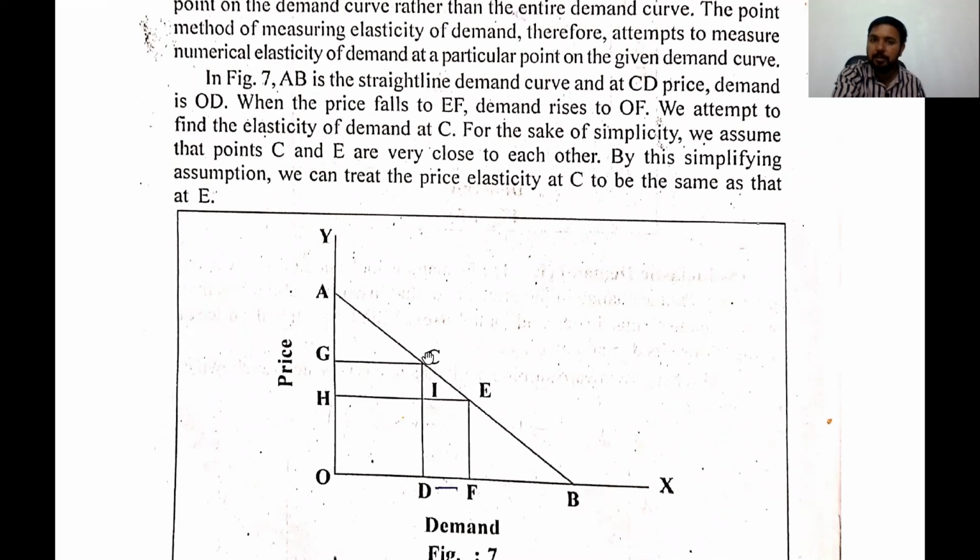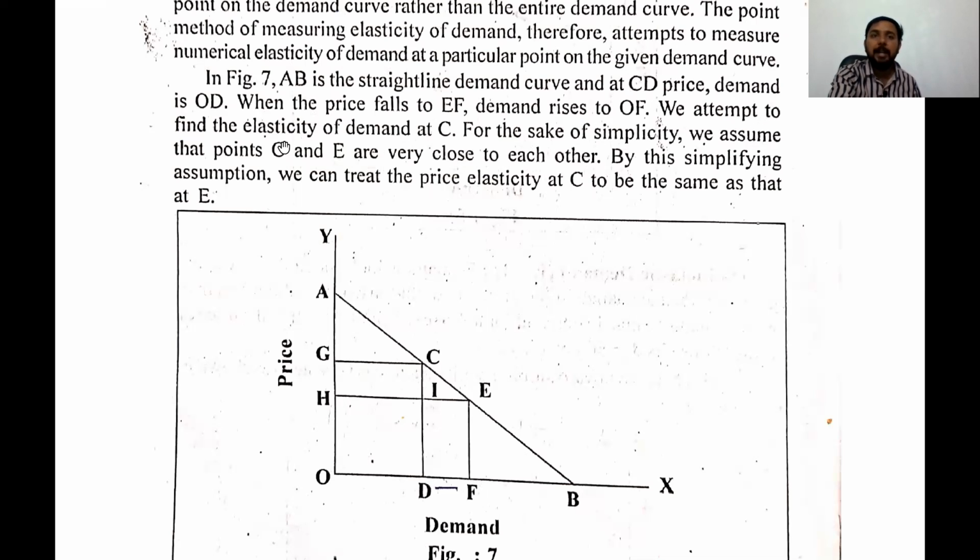So that gives us point C. Point C is what? When the demand is OD, its price is OG. Now let's see: at CD, demand is OD. Before, the price was CD, but now the price falls to EF, and demand rises from D to F. So when the price decreases, demand rises.